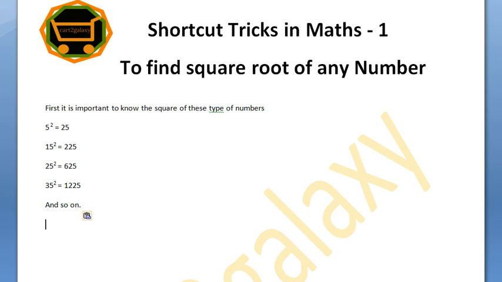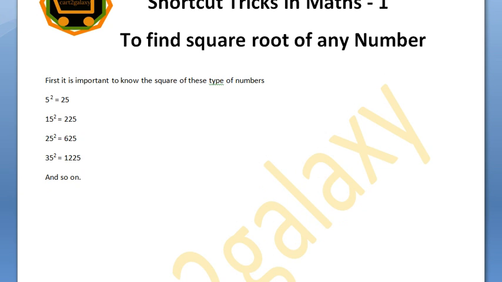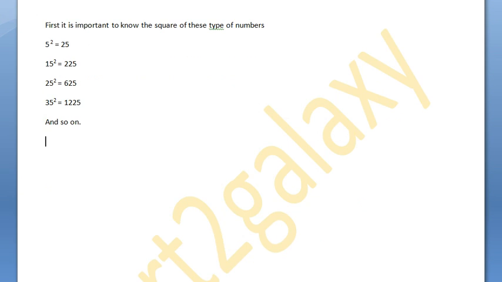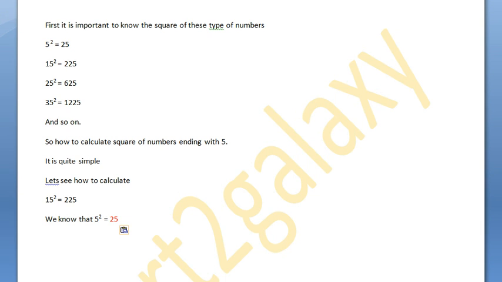First, it is important to know the squares of these numbers. 5 square is equal to 25, 15 square is equal to 225, 25 square is equal to 625, and 35 square is equal to 1225, and so on. So how to calculate the square of numbers ending with 5? I will tell you. It is a quite simple method. So let's see how to calculate.